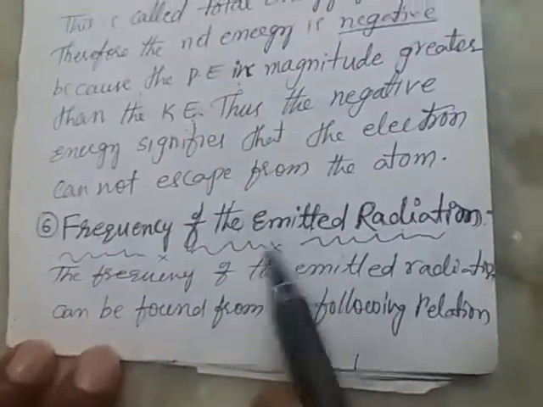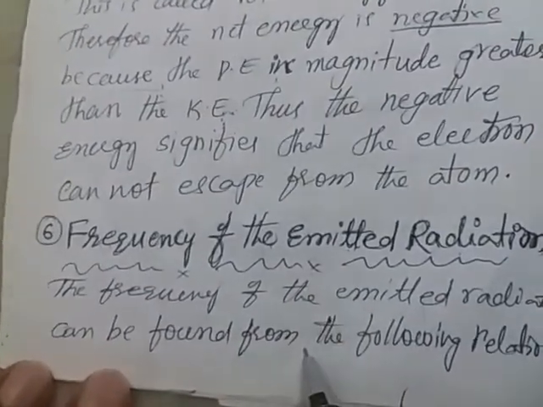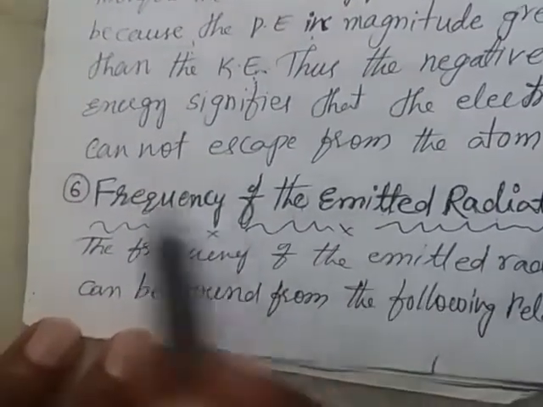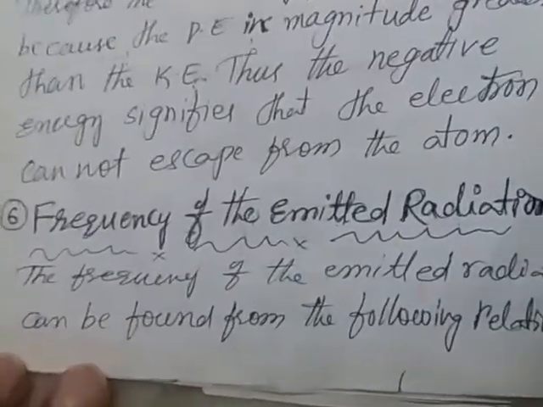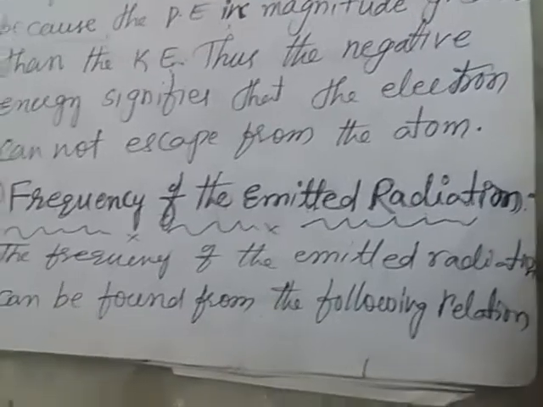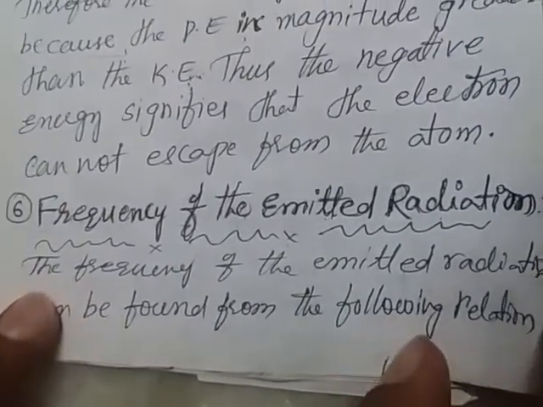The radiation is emitted here. When it is emitted, the electron jumps from the higher orbit to a lower orbit. Only then will it be emitted. That's the frequency we have to determine. So the frequency of the emitted radiation can be found from the following relation. The relation consists of the determination of the frequency.